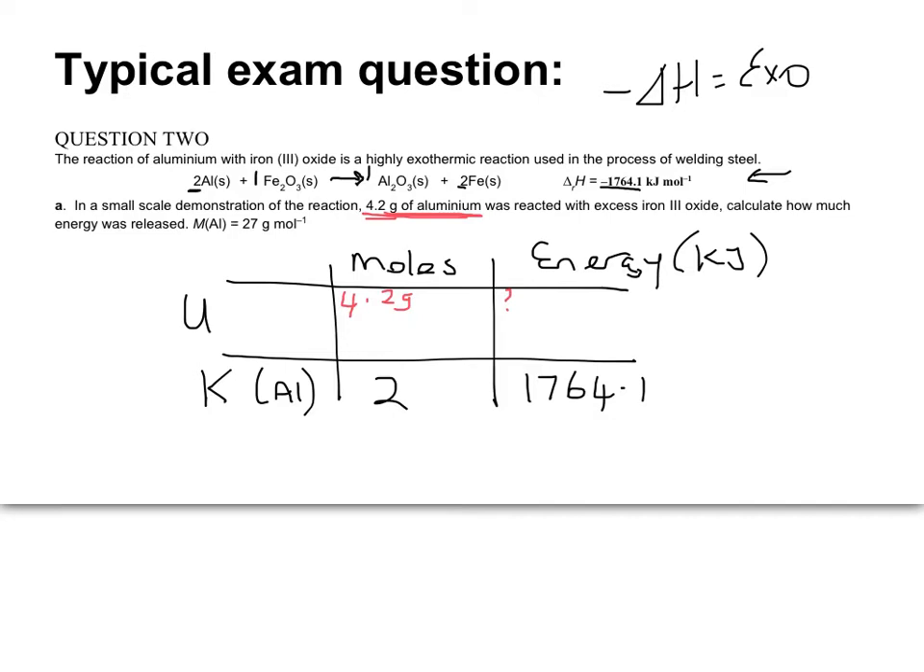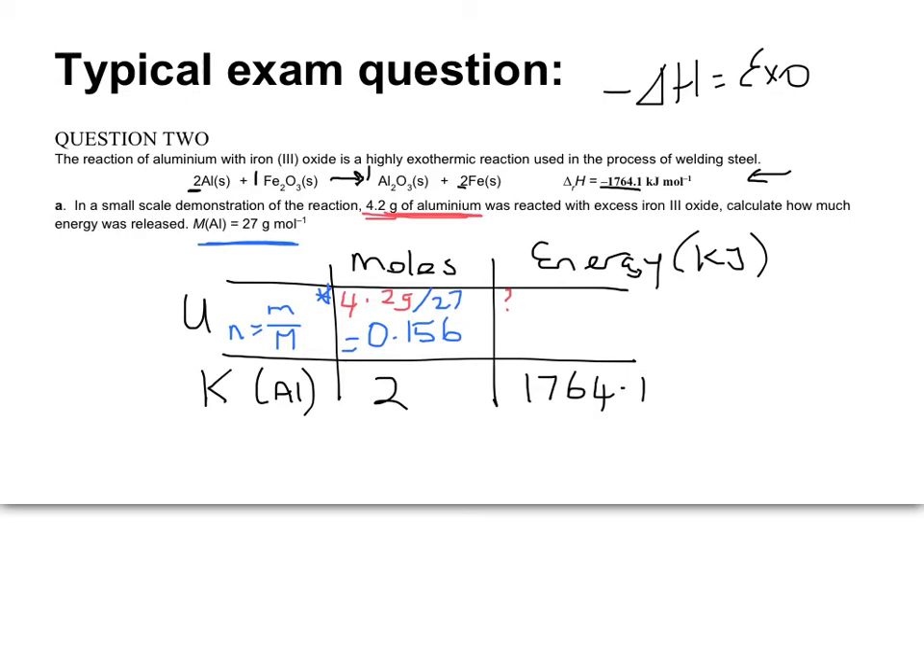We want to work out how much energy a lesser amount of grams will create. So first off, we've got to figure out how many moles is this 4.2 grams. So we're going to use n equals m over M. So 4.2 is the little m, and we're going to divide it by the big M, which the question provides, is 27. And that equals, just off the top of my head, 0.156 moles.